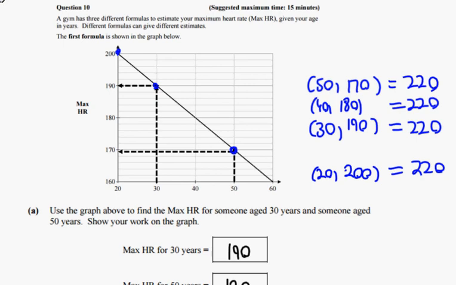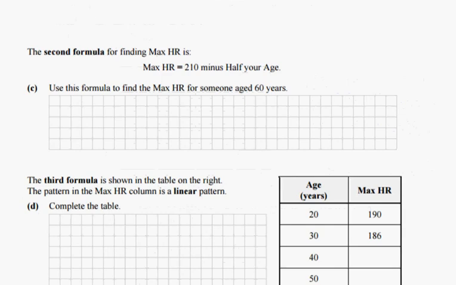Okay, let's go to part C. The second formula for finding the maximum heart rate is max heart rate is 210 minus half your age. Use this formula to find the max heart rate for someone aged 60. So 210 minus half of my age, which is 60. That's going to equal 180.